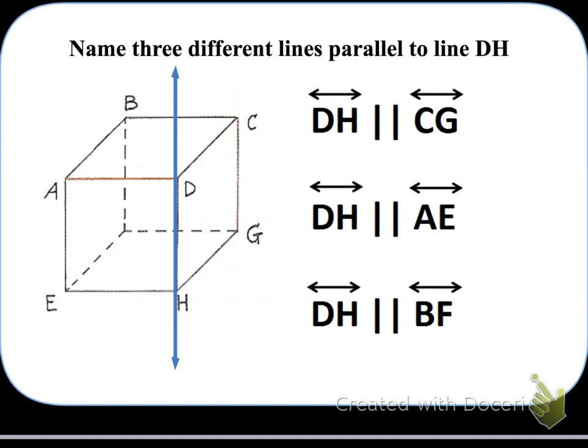Alright, name 3 different lines parallel to DH. So I'm going to highlight the ones that they label here. So that's my DH. You can see that CG runs the same direction. You could see that AE runs the same direction, and then BF runs the same direction.